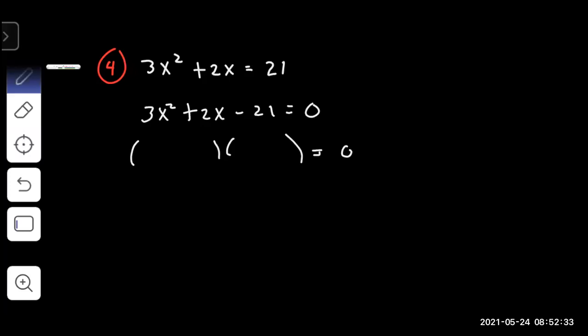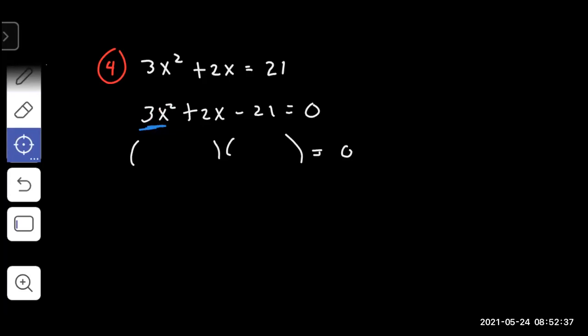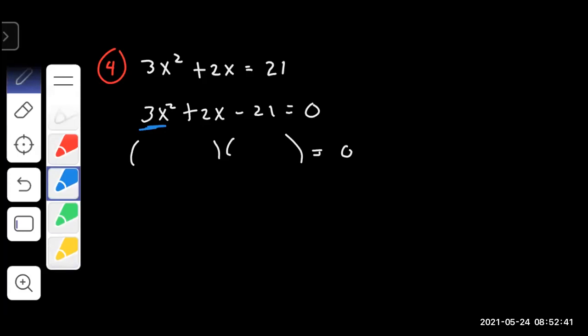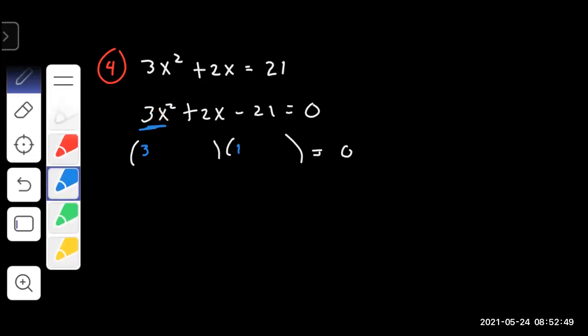So how does the trial and error work? You're going to factor this. It doesn't necessarily have to be in 2 equal pieces. So just factor 3. How do you factor 3, guys? 3 times 1, right? 3 times 1 is 3. How do you factor x squared? X and X. Okay, excellent.